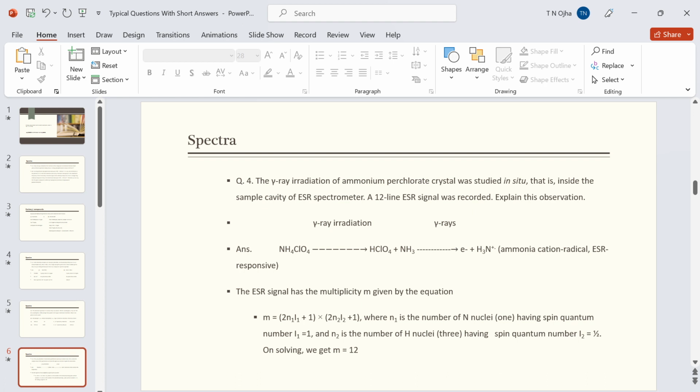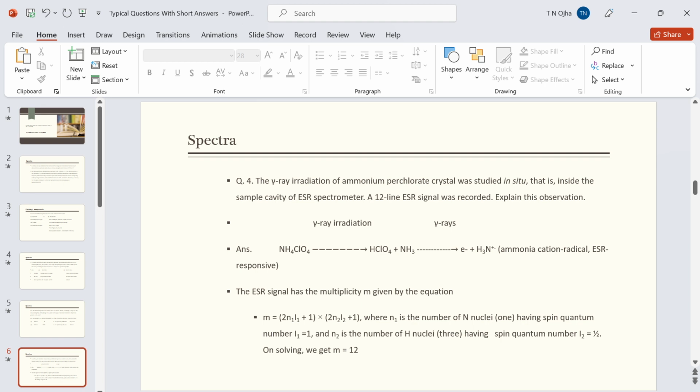Question 4 reads like this. The gamma ray irradiation of ammonium perchlorate crystal was studied in situ, that is, inside the sample cavity of the ESR spectrometer. A 12-line ESR signal was recorded. We have to explain this observation, mainly the splitting pattern. So let us go ahead.